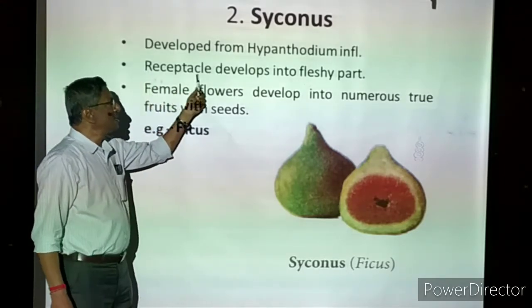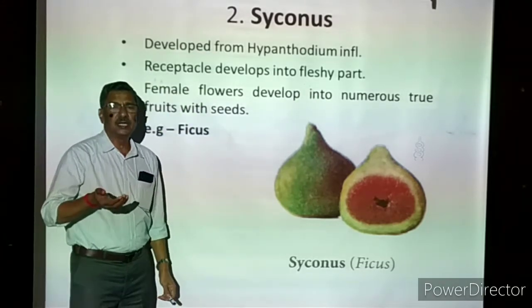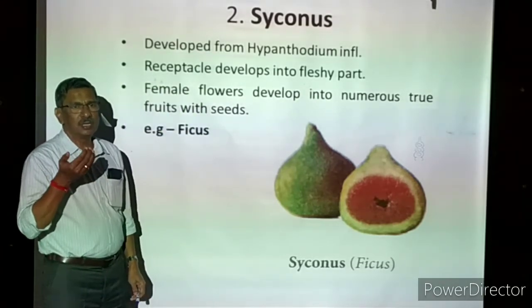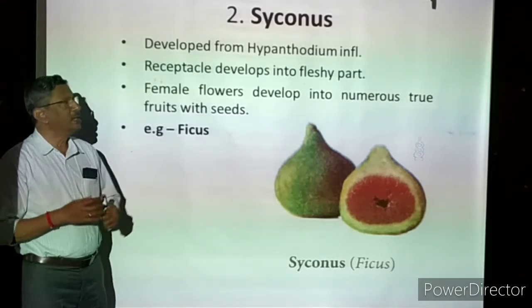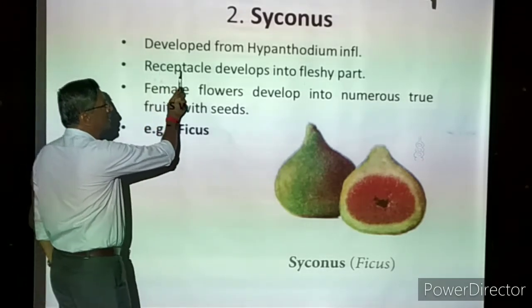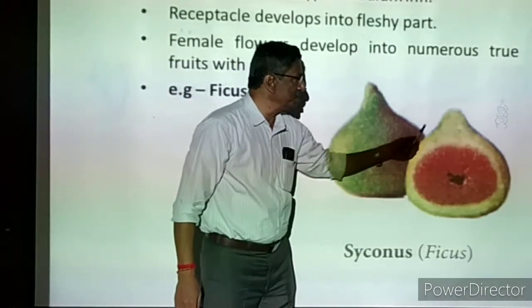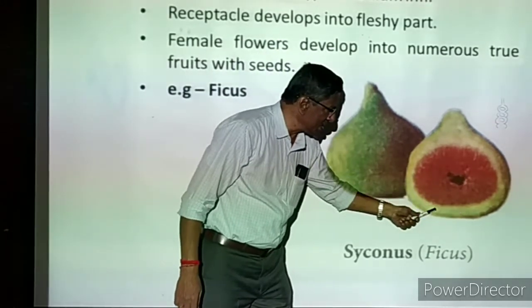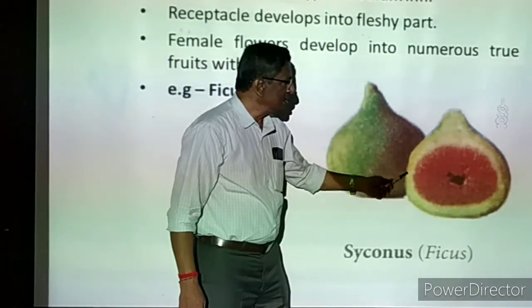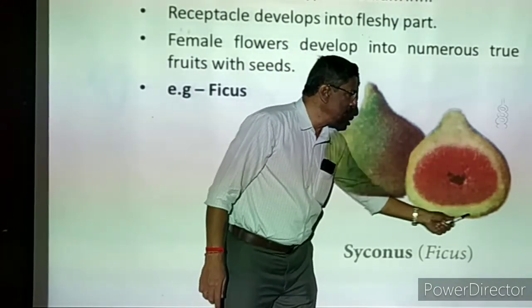The receptacle develops into fleshy part. The receptacle means the tip of the thalamus, we can say. The tip of the thalamus is broad and that is called the receptacle. It develops into the fleshy part. Now for example, this is a section of the flower. There is a fruit. Here you can see that receptacle. This is the receptacle that grows over the seeds and forms the thick and fleshy part.